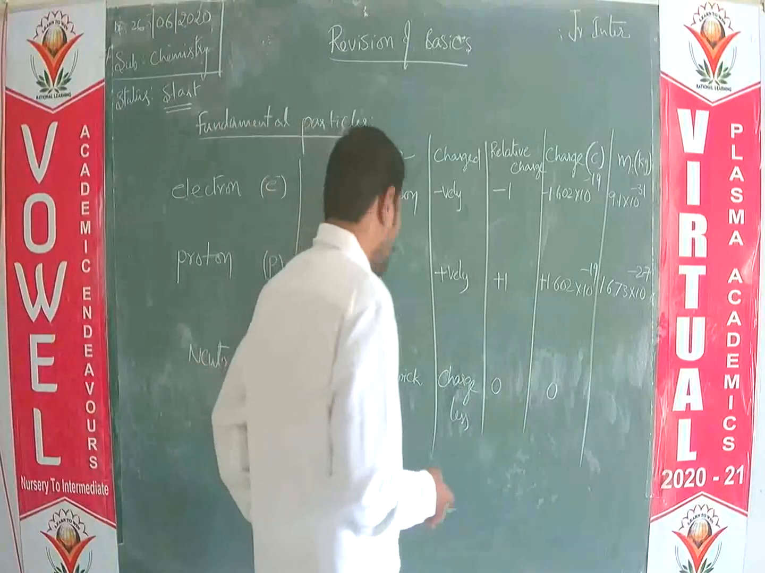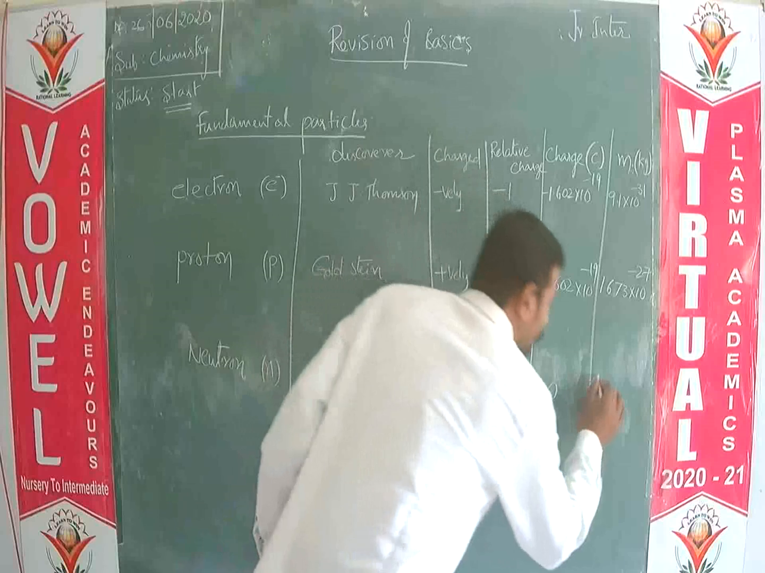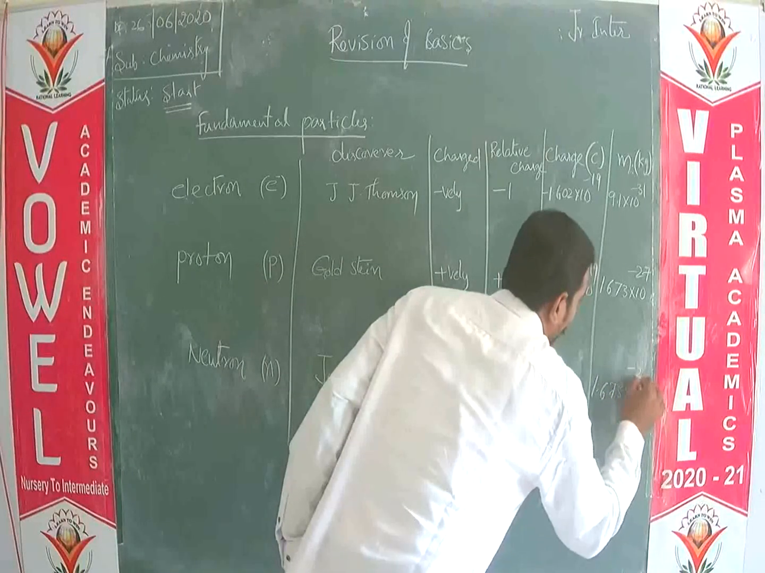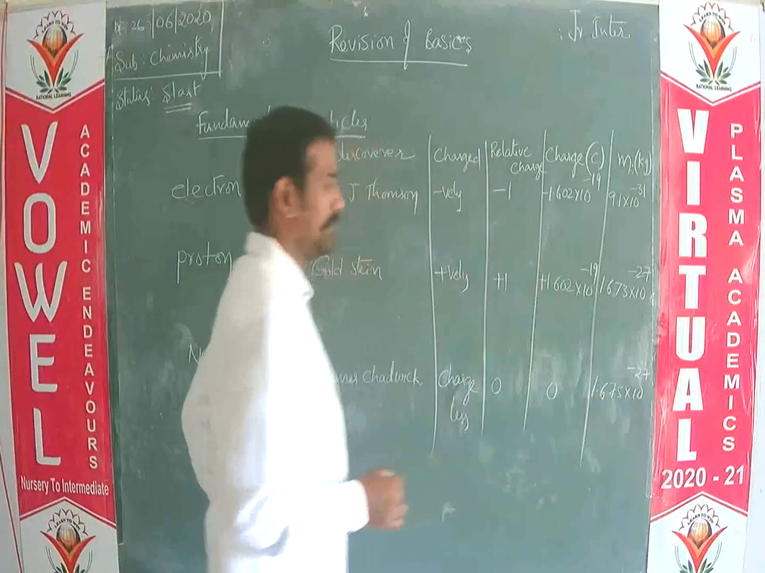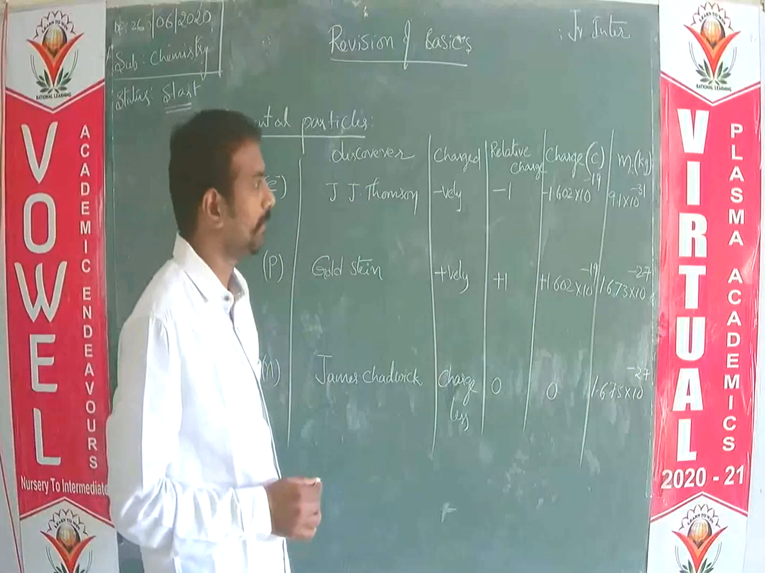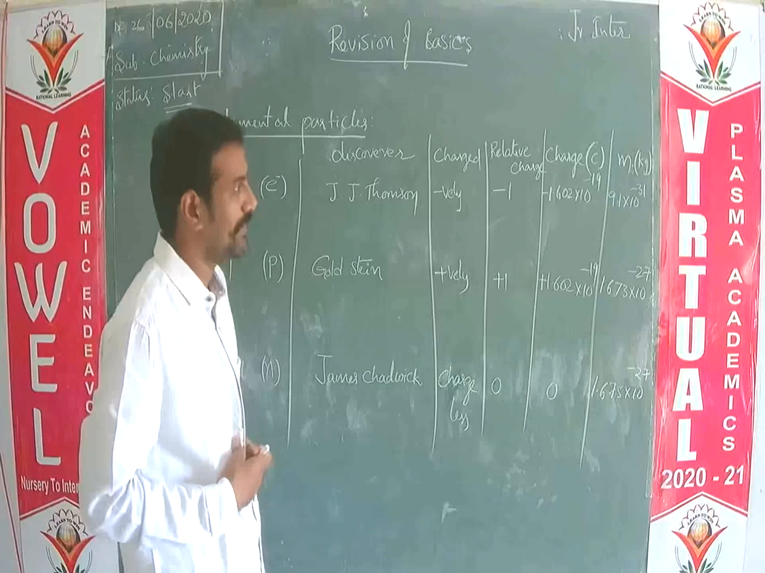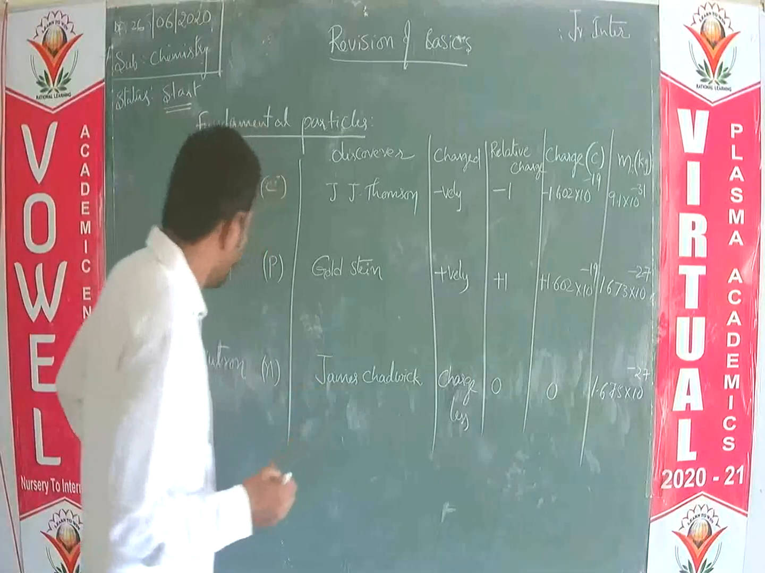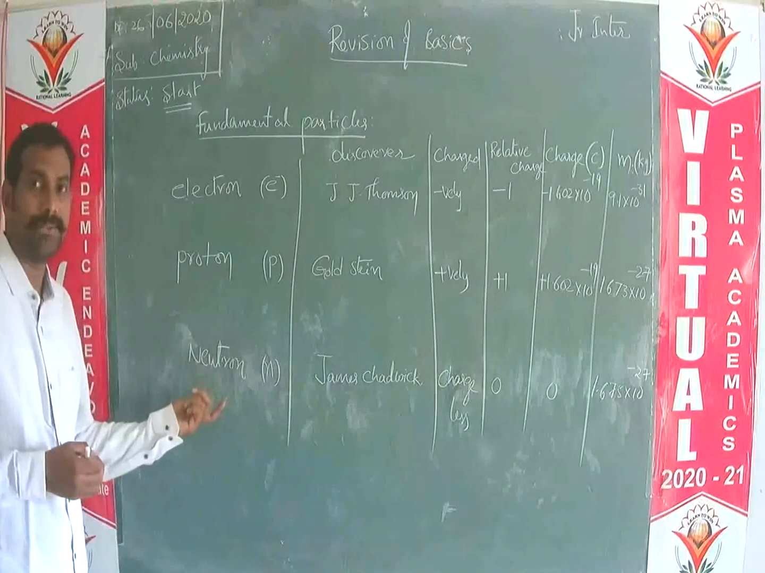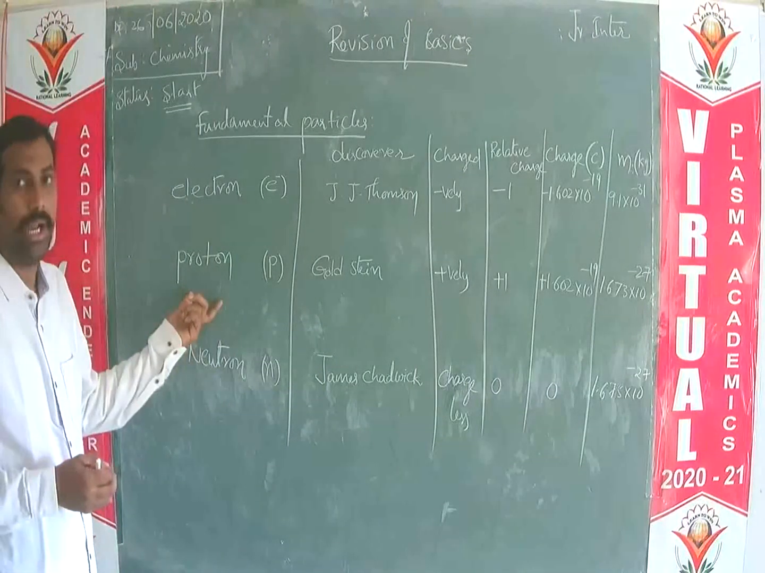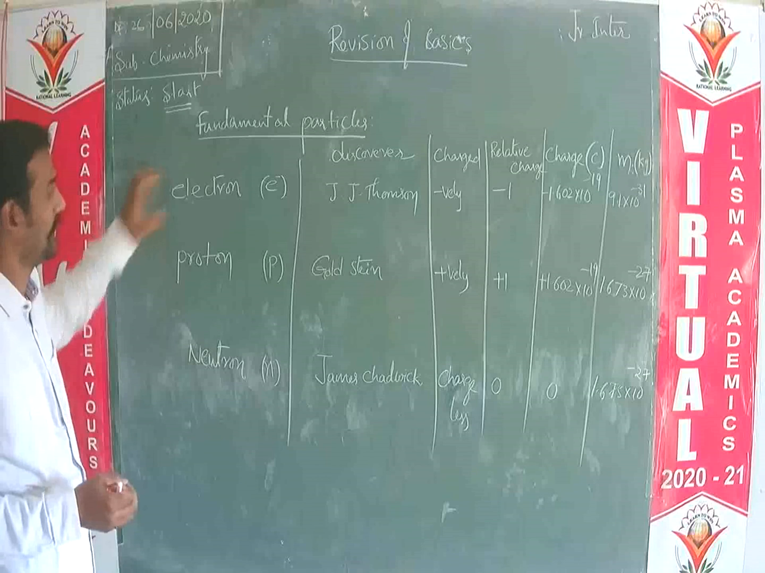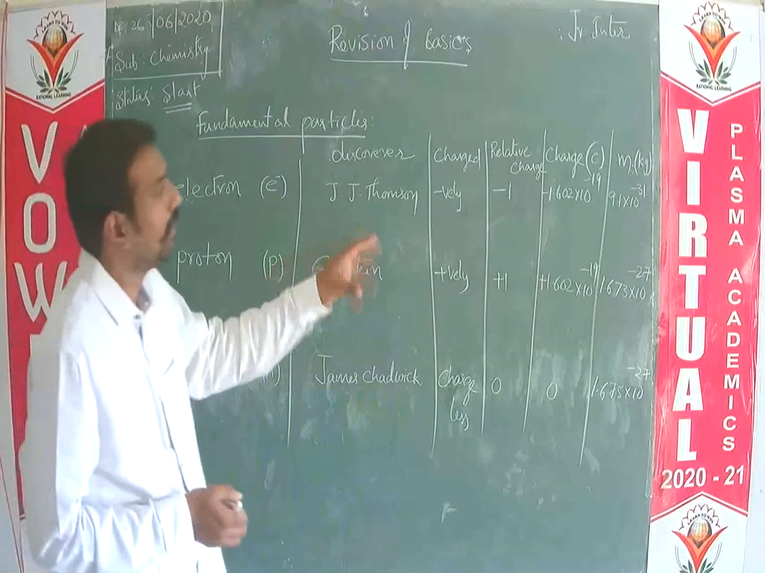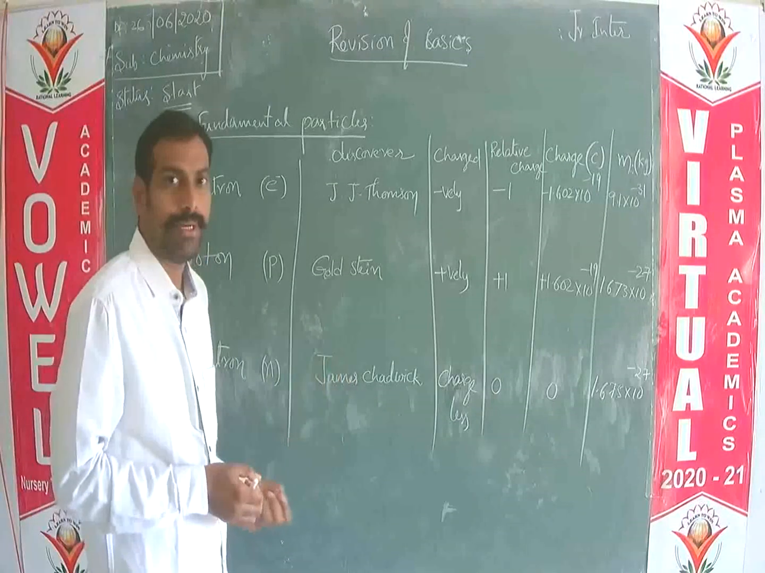However, the mass of neutron is 1.675 into 10 power -27 kilograms. Among these three particles, neutron is the most massive, more than the proton, and the least massive particle is electron. Clear? So you have to learn all these values by heart, keep them in your mind, note them down.